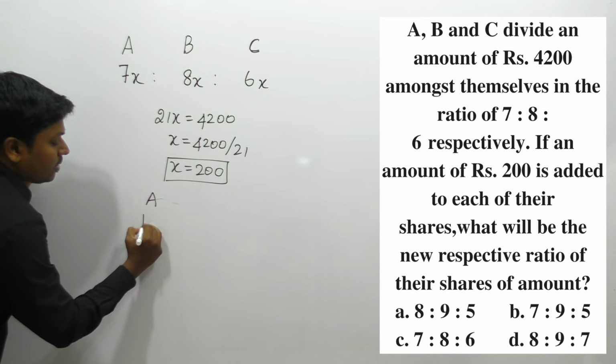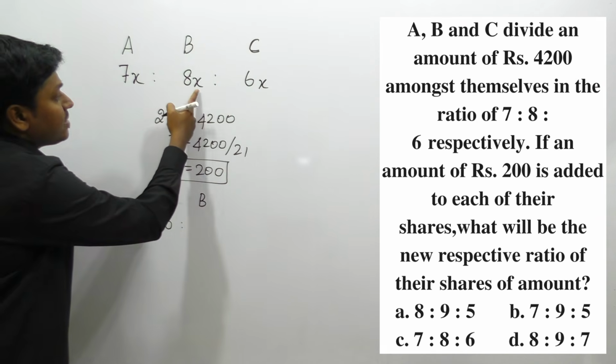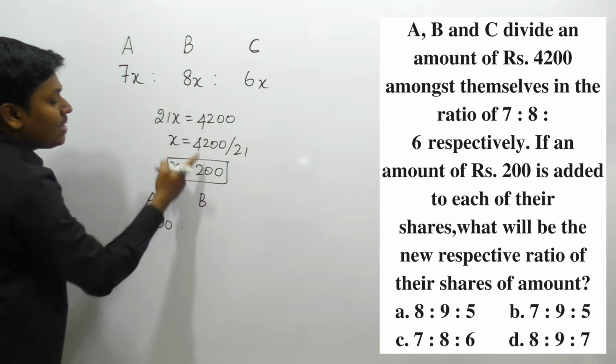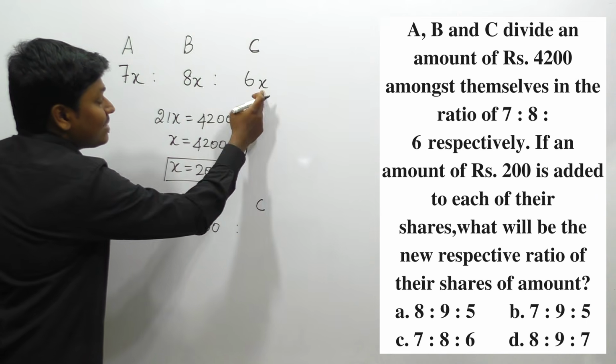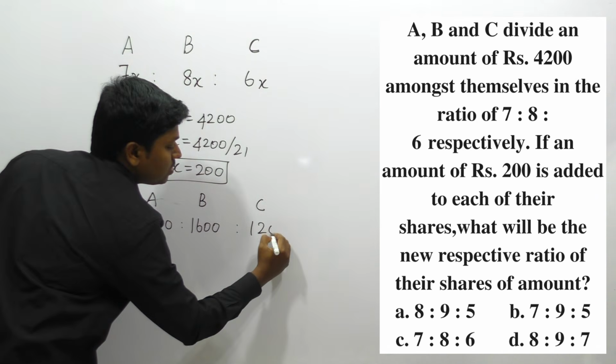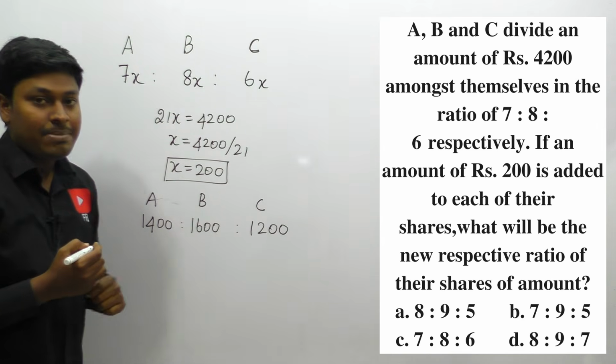Let me write here, 1,400. And the share of B is 8x. We know that x is equal to 200, so 8 into 200 will be 1,600. And C's share will be 6x, so 6 into 200 will be 1,200. So now we found the share of A, B and C.